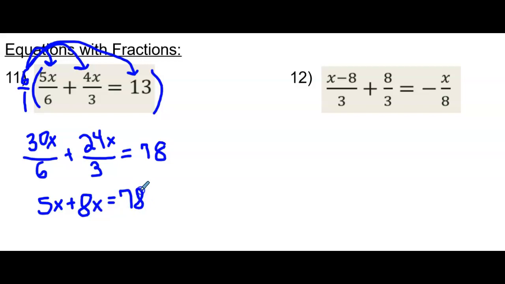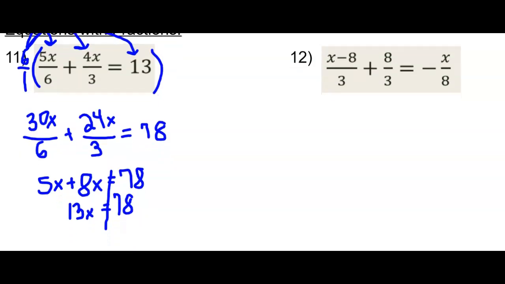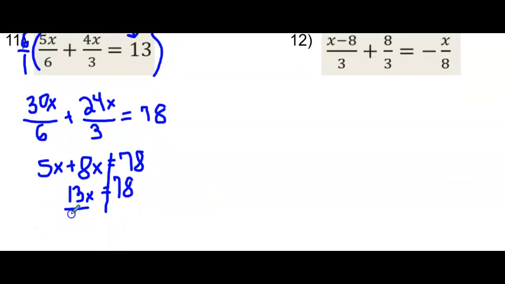So now this is a normal equation. We have two variables and they're on the same side, so we're going to combine like terms. So 5x plus 8x is 13x, which equals 78. And then our final step, we're going to divide both sides by 13. So our final answer is x equals 6.